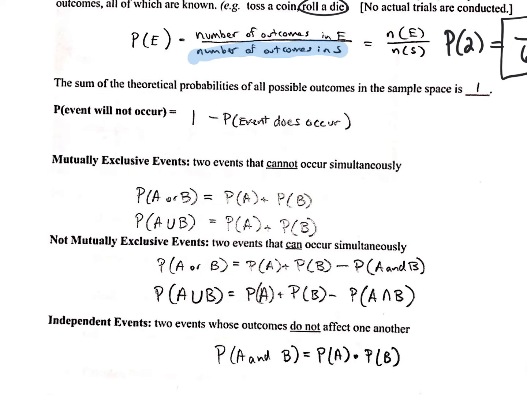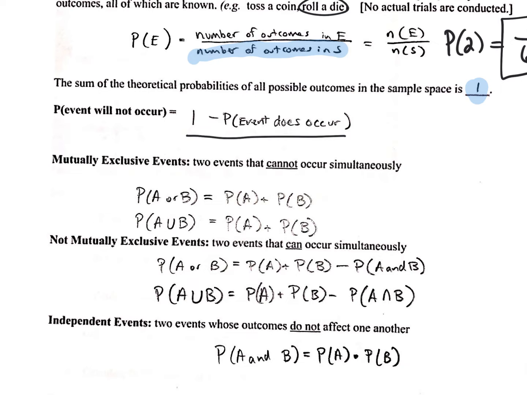What we know about theoretical probability is that the probability of one of the possible events happening is 1, so the sum of the theoretical probabilities of all possible outcomes is 1. This is useful when we're dealing with the probability that a certain event won't occur. Sometimes it's easier to think about the probability of something not happening, so we can rewrite it as 1 minus the probability that the event does occur.